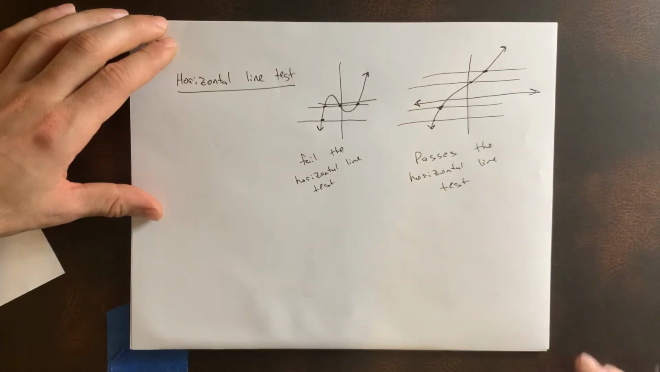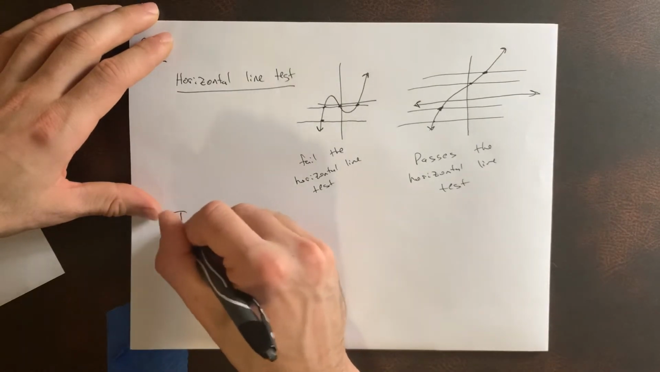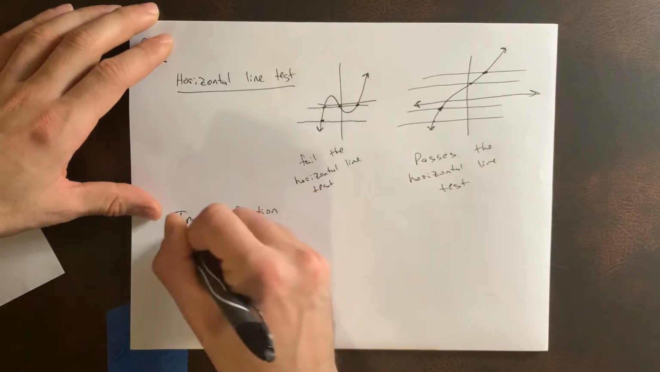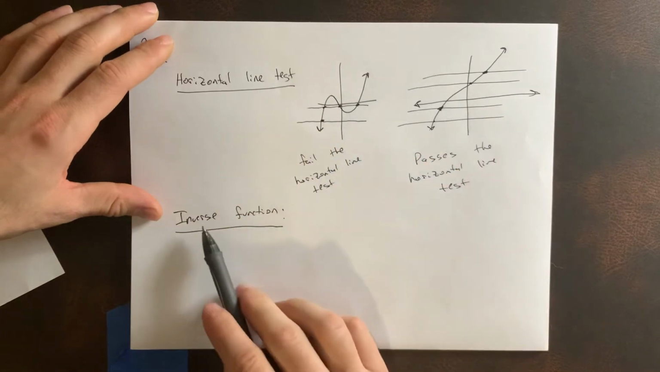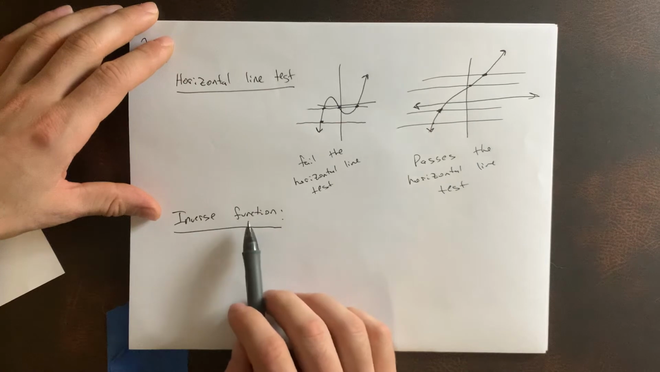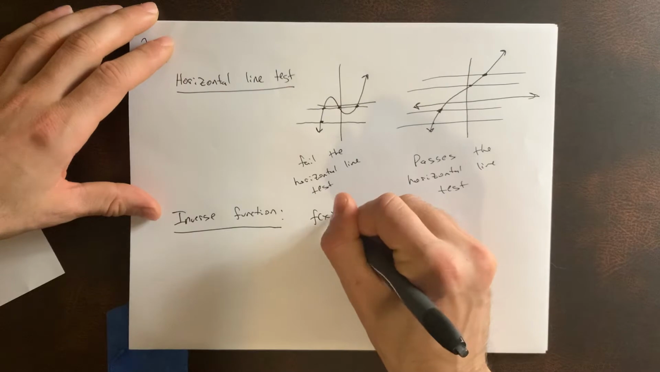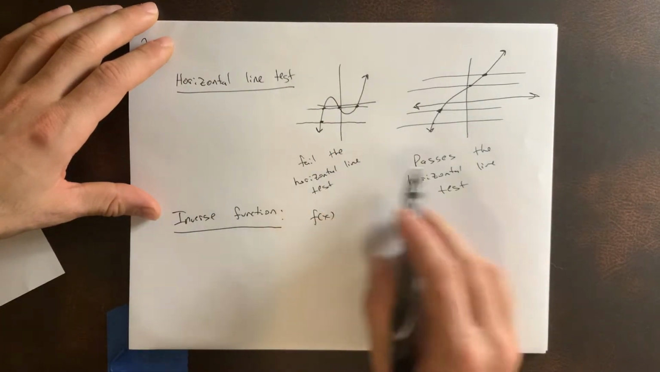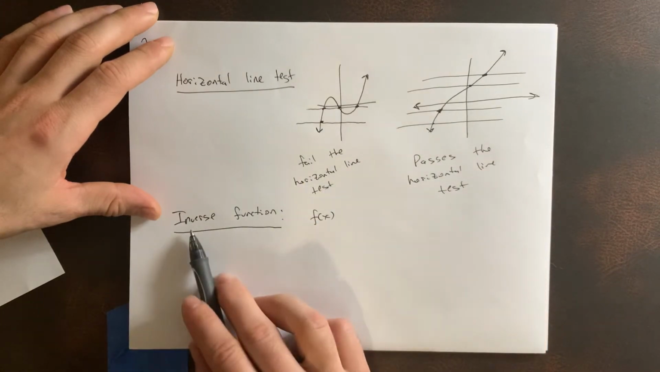The reason why we want to do the horizontal line test is something called an inverse function. We'll explain in a second what this means, but just for now, this function may exist or it may not exist. Say we're given an f of x and we have the graph of it. If we pass the horizontal line test, then we're going to be able to find an inverse. And if we fail the horizontal line test, we're not going to be able to find the inverse.